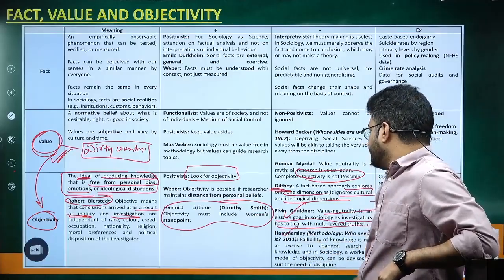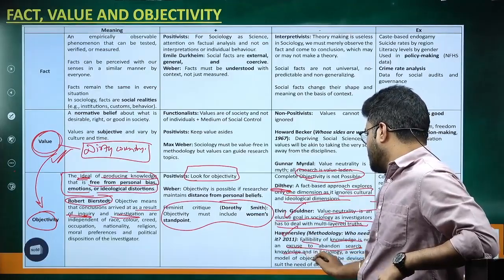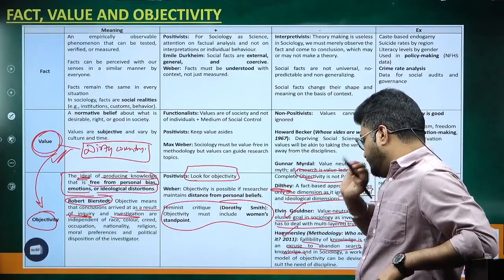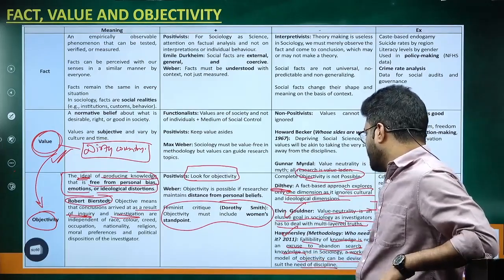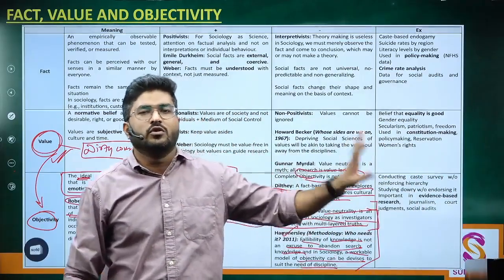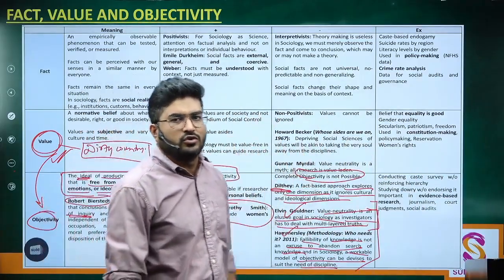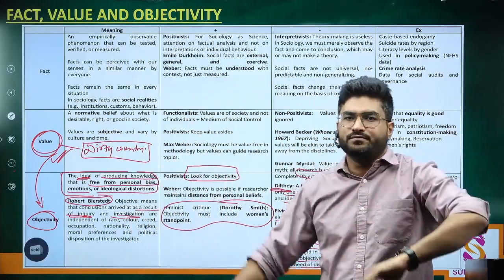For Hammersley, fallibility of knowledge is not an excuse to abandon research in sociology. A workable model of objectivity can be devised to suit the need of the discipline. It is right that we cannot look for 100% objectivity, but still we should be looking for objectivity when we talk about sociology. Why? Because we have to look for generalization of theory.